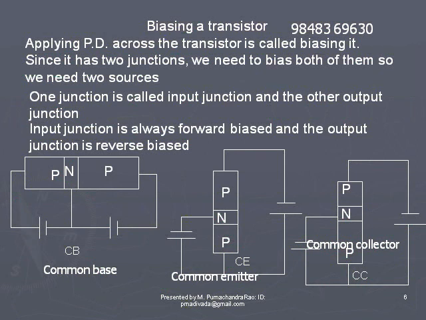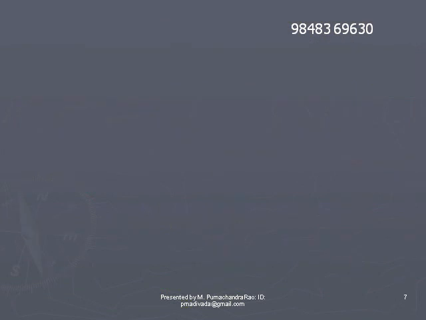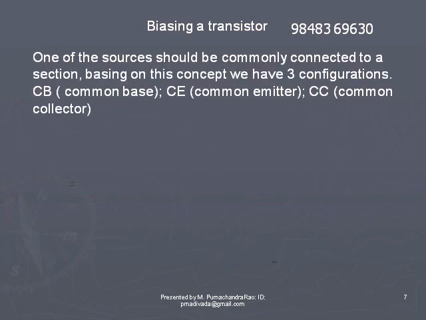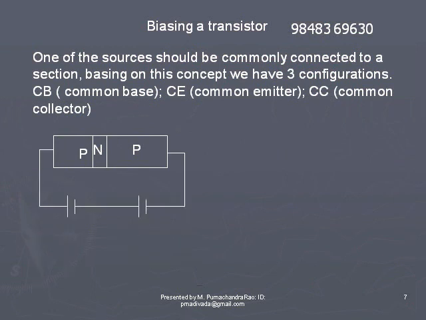In common base configuration, the emitter junction is the input junction. In common emitter configuration, once again, the emitter junction is the input junction. In the case of common collector configuration, the collector junction becomes the input junction. Like this, we identify the biasings. See the configuration figures drawn here. I have taken a PNP transistor. The left one indicates common base configuration.